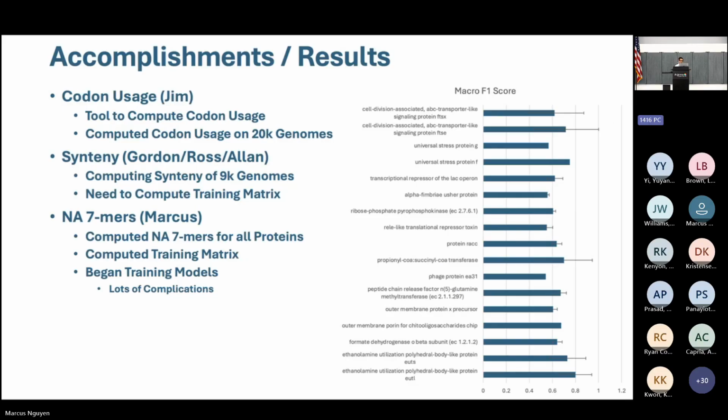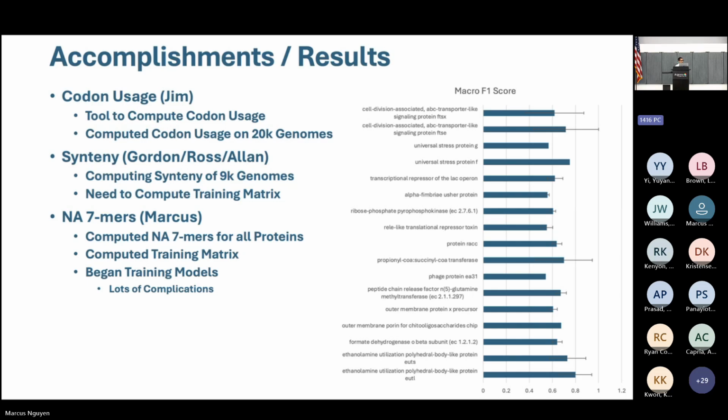One of the models that we did get running but not completed, and not anywhere near where I'd want it to be, were the 7-mers. These are the ones that I ended up building. And I computed 7-mers for all proteins and got a training matrix out. We began training models and ran into a lot of issues where computers crashed, we ran out of RAM, and at one point, the model just kept predicting the same function. So I had to work and try to find ways around this.